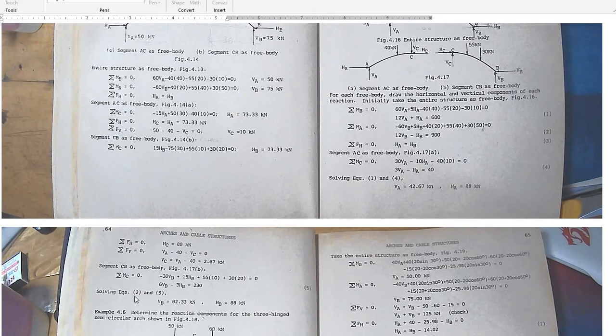Let's try solving equations 2 and 5. So, equation 2, ito yan, 12VB minus HB is equal to 900. And then, we have here equation 5, 6VB minus 3HB is equal to 230.